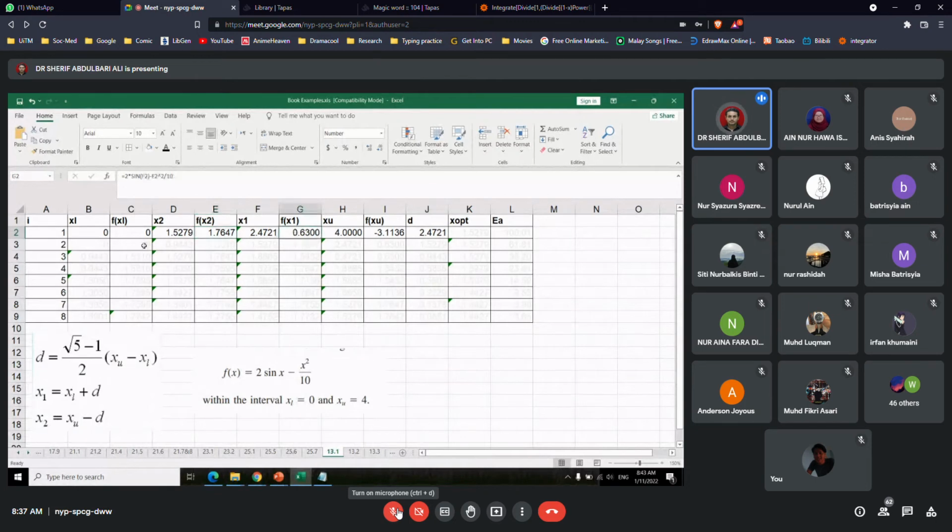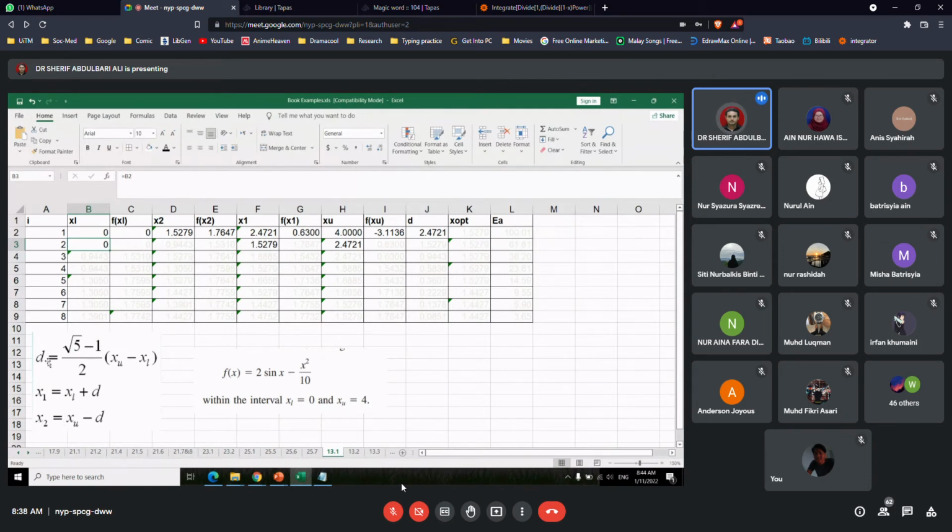So what is supposed to happen for the next iteration? X upper will take the value of x1, and x1 will take the value of x2 for the next iteration. So x1 for the next iteration will be equal to 1.5279. And x lower, nothing will happen, it's just going to remain the same. So what value is missing? X2 is missing, so I'm going to use these equations here to find the new value of x2.